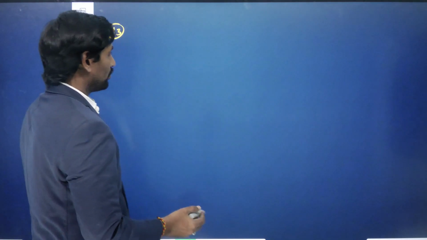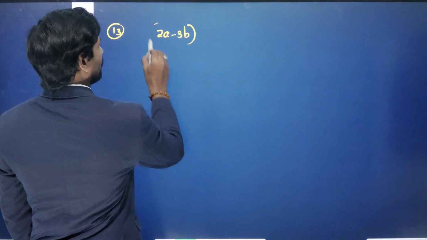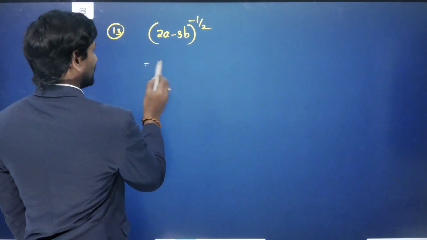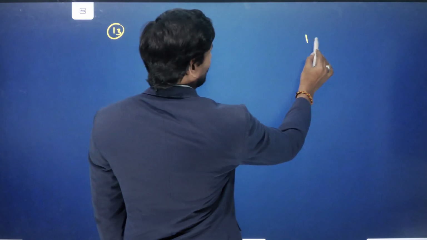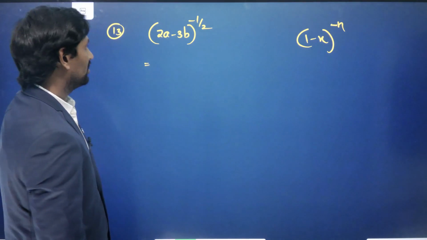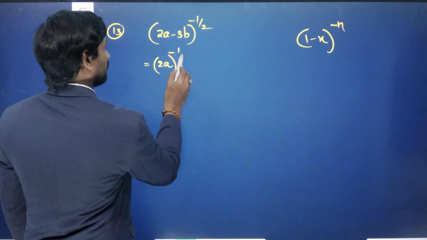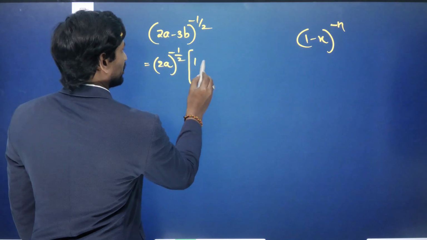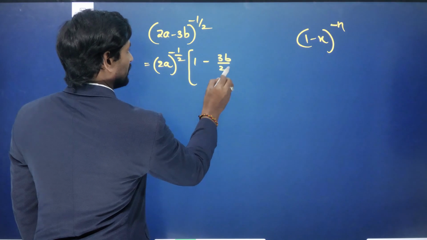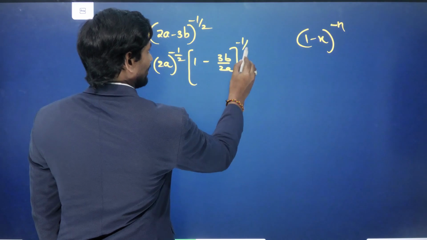The problem is given that the general term of (2a minus 3b) whole to the power of minus 1 by 2. So what is the general term? First of all, let us try to write in the form of (1 minus x) whole to the power of minus n. So here I am taking 2a as a common term: (2a) whole to the power of minus 1 by 2 into (1 minus 3b by 2a). That means I have just taken 2a as a common term, whole to the power of minus 1 by 2.